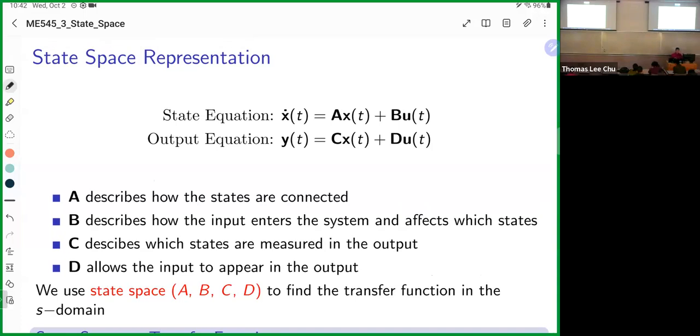So if we're pushing our mass in our system, B is going to describe how that energy is put into the system. C describes which states are measured in the output. C is usually determined by our sensor limitations. Our sensors tell us what they can and cannot measure. Some states are impossible to measure. If I have a thermometer, I can only measure temperature. I can't measure change in temperature. So that's a limitation. And then D allows the input to appear in the output. Usually it's not related too much in this class, but for completeness and thoroughness, we should have the D equation in there.